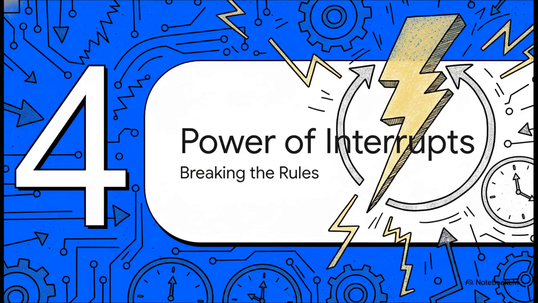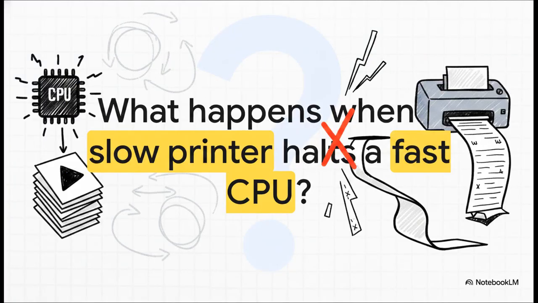But we do have to introduce a real-world complication. Part 4, the power of interrupts, breaking the sequential rules. Imagine you're printing a massive document. Your processor is executing billions of cycles a second, right? But a physical printer is mechanically, agonizingly slow. If the CPU had to just sit there and wait for the printer to finish its job, it would waste millions of cycles doing absolutely nothing. We desperately need a workaround for this.